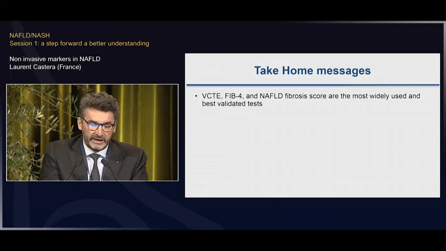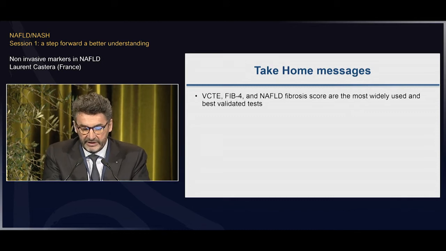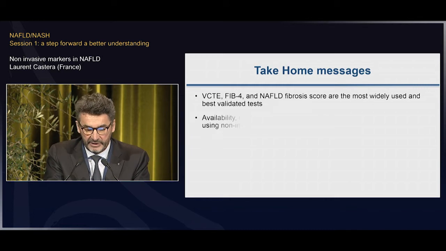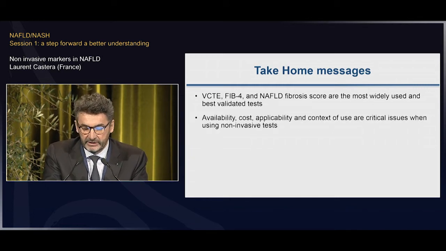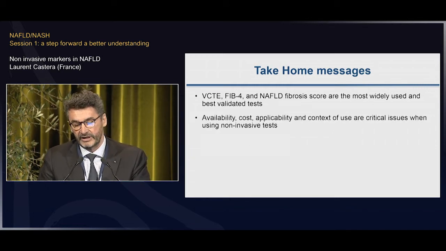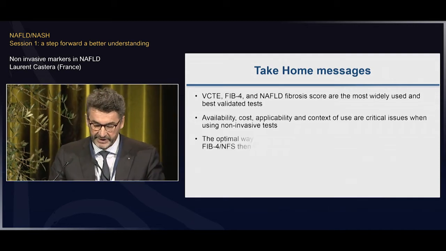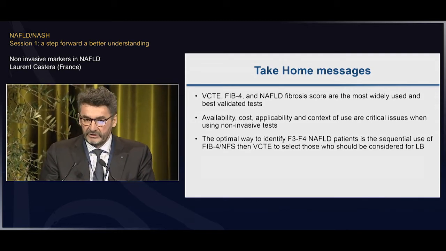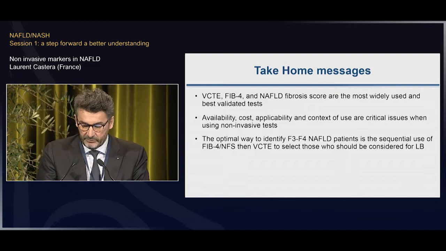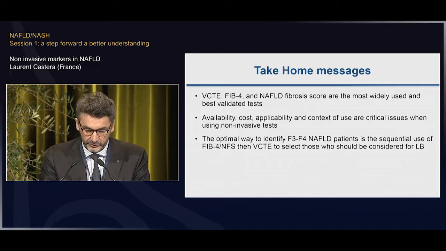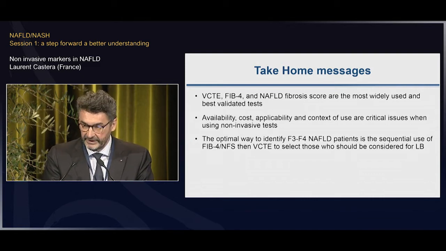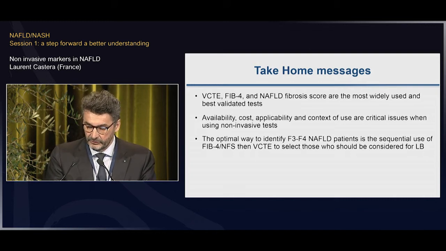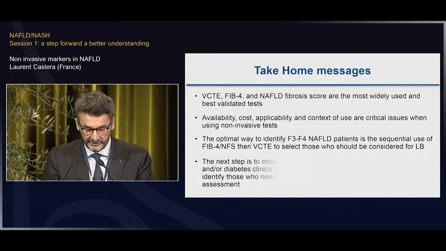As you know, FIB-4, NAFLD fibrosis score, and transient elastography are the most widely used and best validated, but FIB-4 is the most suited for primary health care. Availability, cost, applicability, and context of use are critical issues when using non-invasive tests. The optimal way to identify patients with advanced fibrosis is a sequential use of FIB-4 and NFS, then transient elastography to select those who should be considered for liver biopsy.